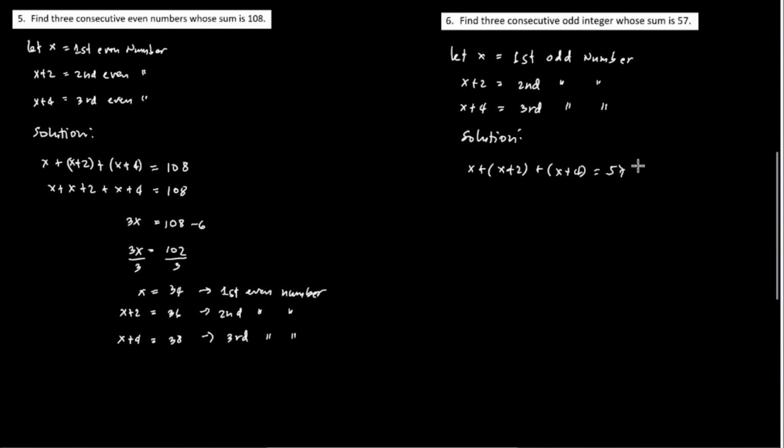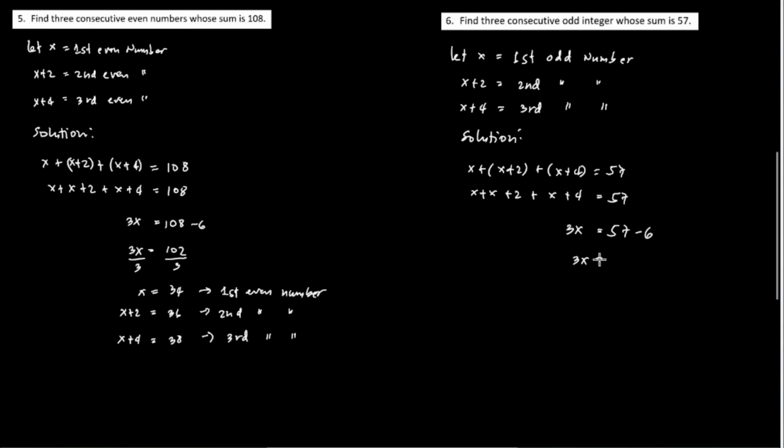57. And simplify. So x plus x plus 2 plus x plus 4 is equal to 57. Add like terms, so x plus x plus x is 3x, and it is equal to 57. 2 plus 4 is 6, and transpose to the right side, that's negative 6.